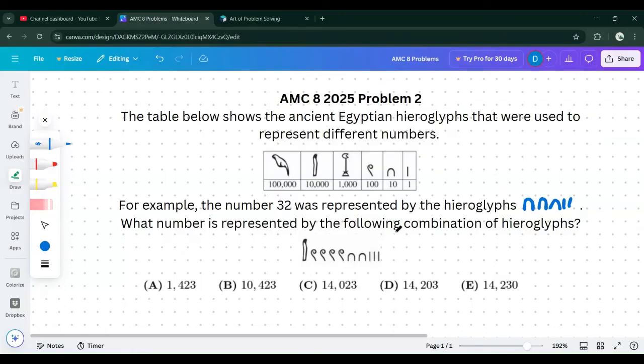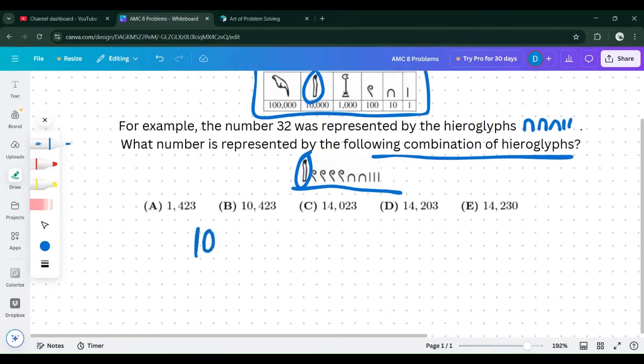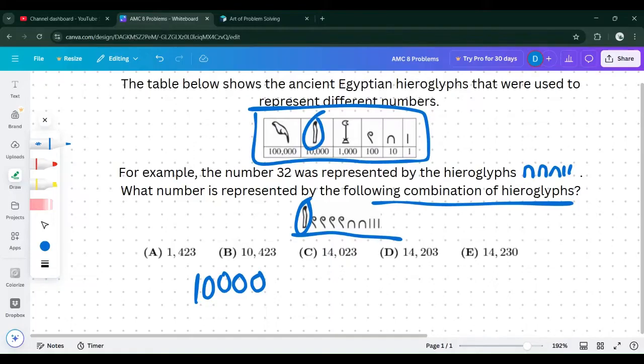As you see, we are presented with a combination of hieroglyphics, and we have a table showing what each hieroglyphic is worth. We're going to start with the largest on the left. The largest on the left is this eye looking thing, and we can find it on the table, and it's worth 10,000. So we can write 10,000, and we can move on to the second one and not worry about the first one, because that's going to add up to the total amount in the future.